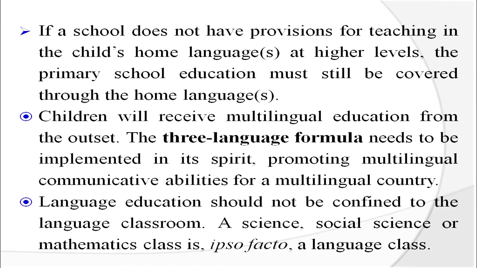If a school does not have provisions for teaching in the child's home language at higher levels, the primary school education must still be covered through the home language. Children will receive multilingual education from the outset. The three language formula needs to be implemented in its spirit, promoting multilingual communicative abilities for a multilingual country. As you know, we have a policy of the three language formula where children have to study three languages: mother tongue, Hindi or English, and another modern Indian language. So that means the NCF 2005 advocates implementation of the three language formula and thus a multilingual classroom where children learn in various languages and also learn various languages.